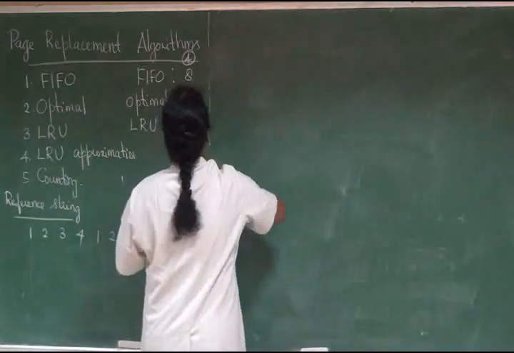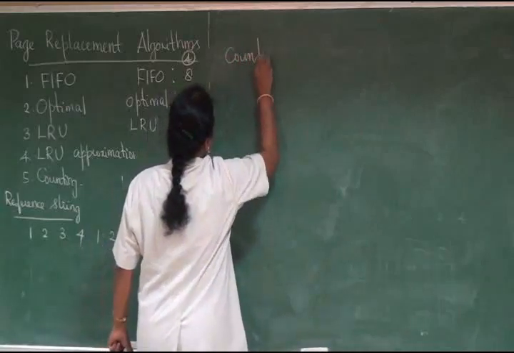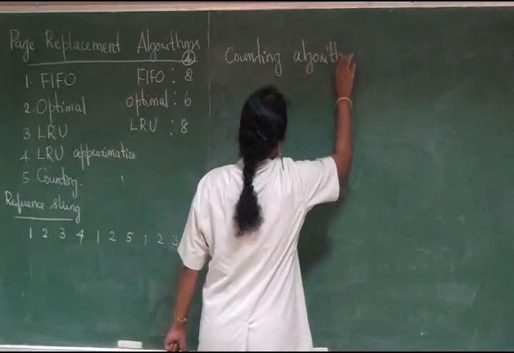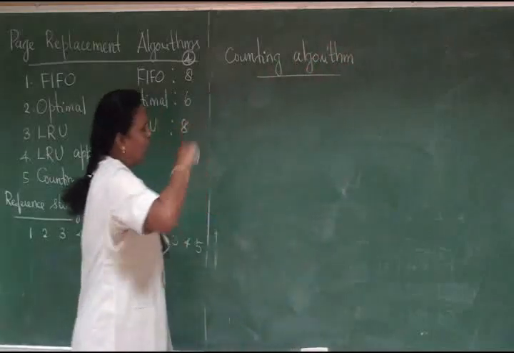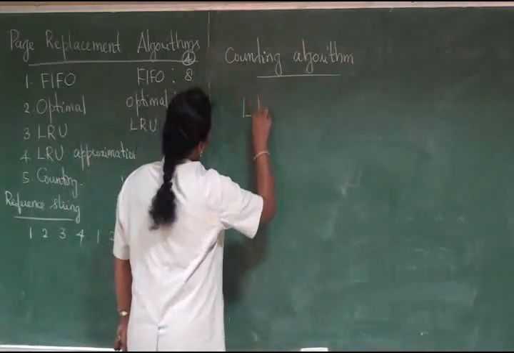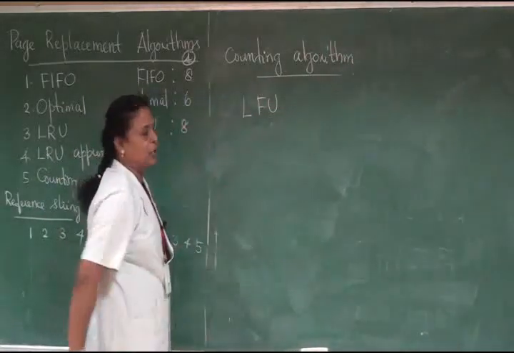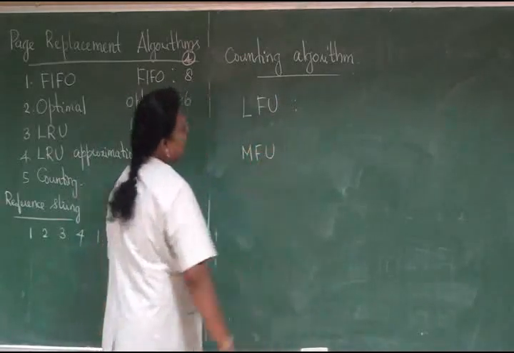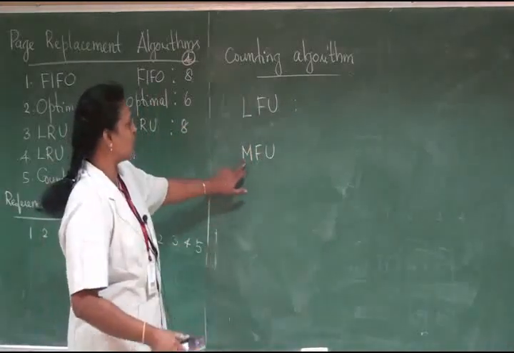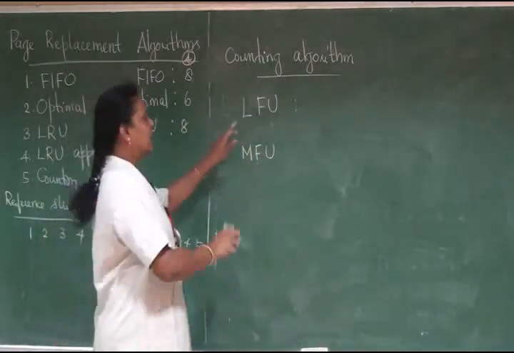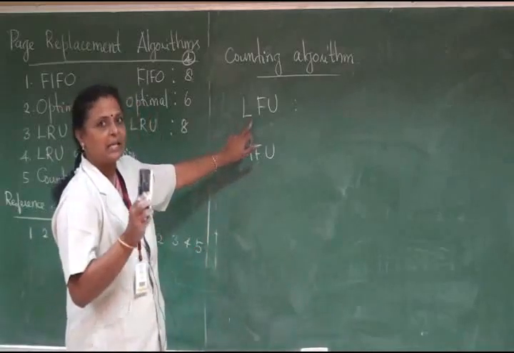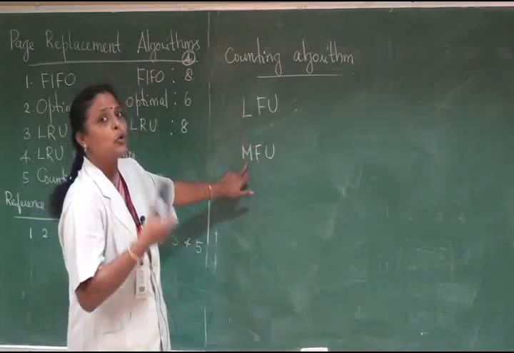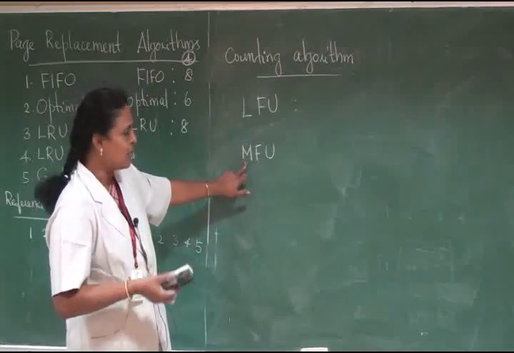The last one is the counting algorithm. In the counting based algorithm, there are two types of algorithms. One is LFU, the least frequently used algorithm, and another one is the most frequently used algorithm. In the least frequently used algorithm, the page which is least frequently used is selected as a victim. Here in the most frequently used algorithm, the most frequently used page is selected as a victim page.